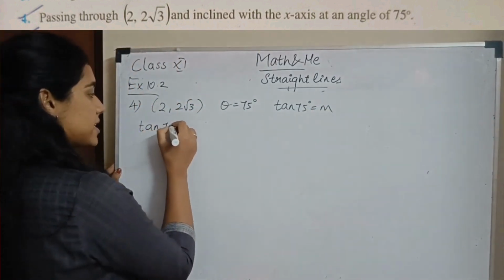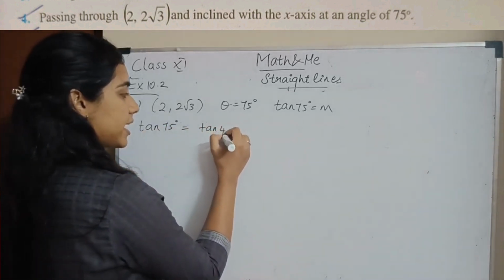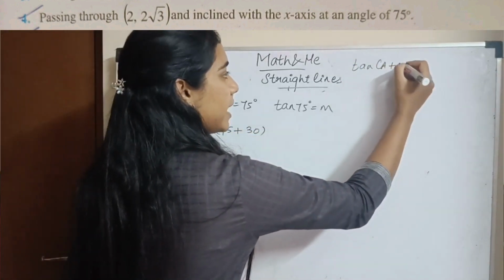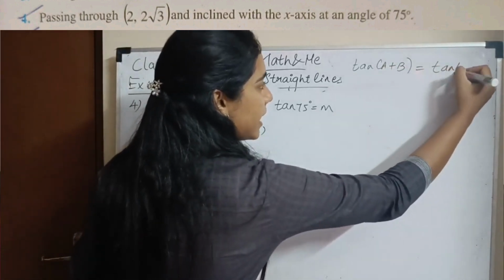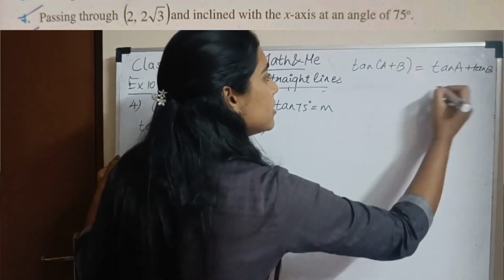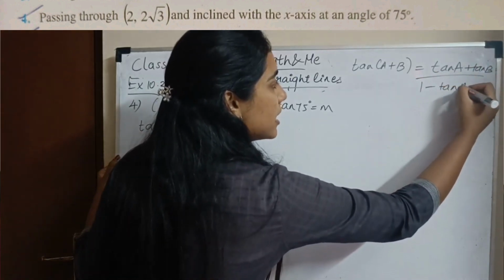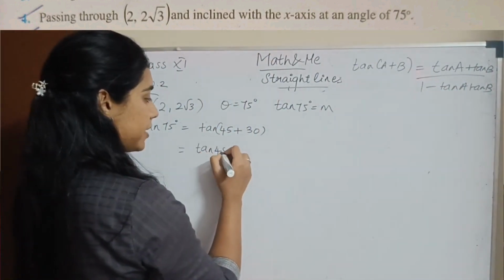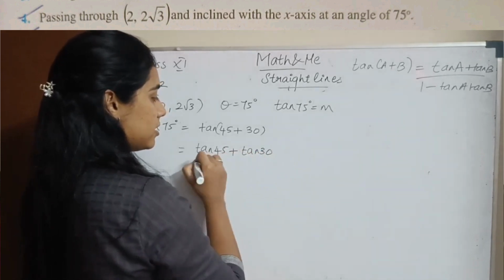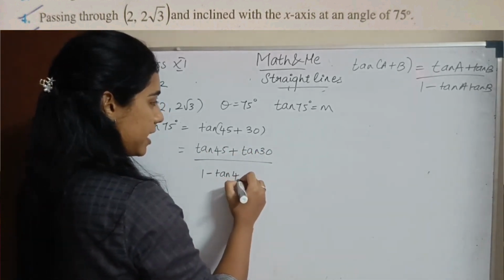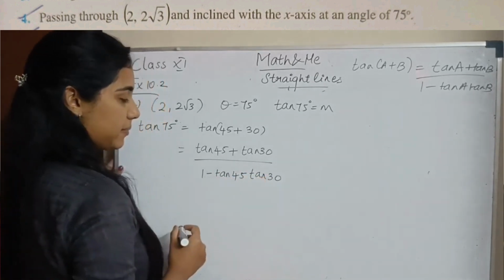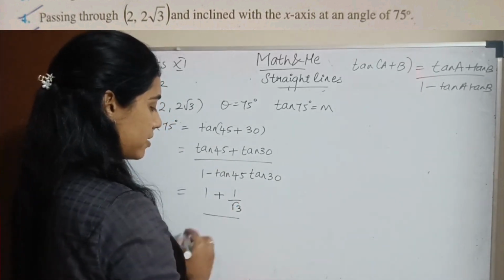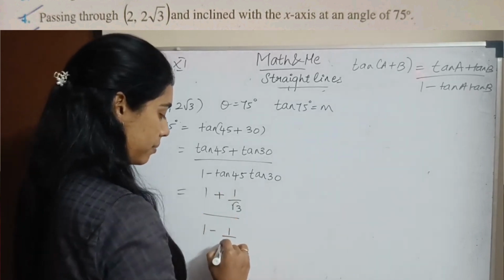So tan 75 can be written as tan of 45 plus 30. So what do you know? Tan of A plus B equals tan A plus tan B divided by 1 minus tan A tan B, right? So what do you have? Tan 45 plus tan 30 divided by 1 minus tan 45 tan 30. Tan 45 is 1, plus tan 30 is 1 by root 3, divided by 1 minus 1 times 1 by root 3.